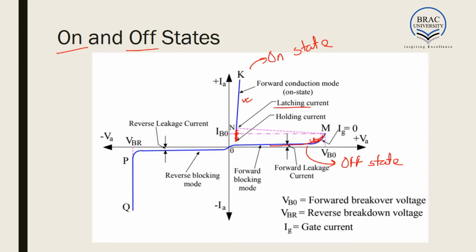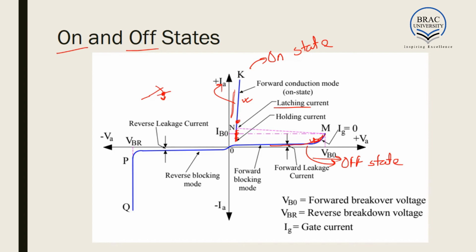Now consider we have gone through the breakover and we have increased the current to a level greater than the latching current. Then the SCR is latched. That is, it is permanently turned on. So since it is permanently turned on, no matter how much we change the voltage across the anode and cathode, the IV characteristics it will follow is this straight line.